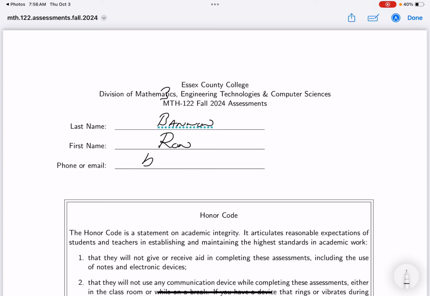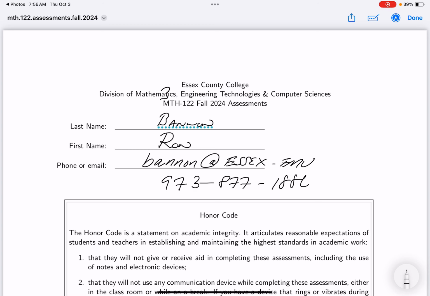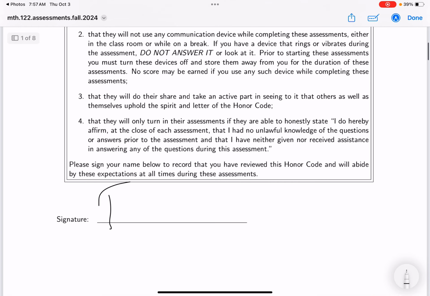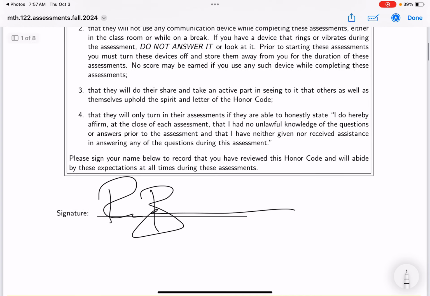And my email address is bannon@essex.edu. You could also put your phone number down, 973-877-1886. All right? So honor code, basically, it says that you're going to do this exam on your own, by the way. That means you're not using notes, your cell phones, a calculator, and you're not looking at your neighbor's paper, by the way. So I'm just going to sign off on that and then start the exam.